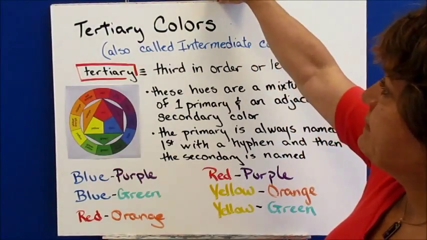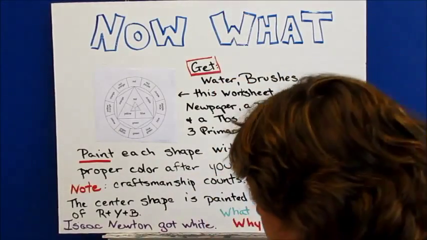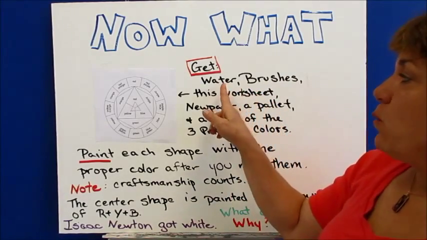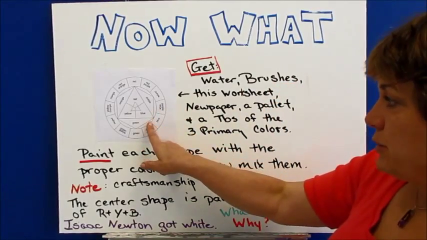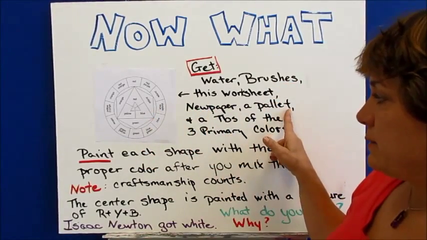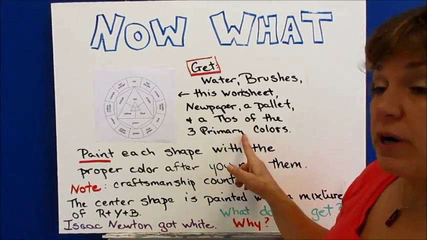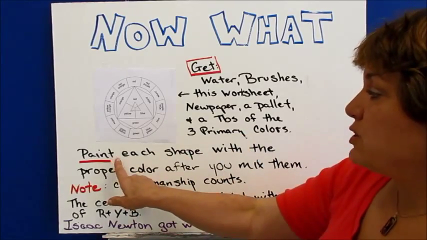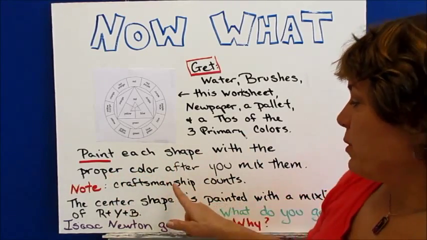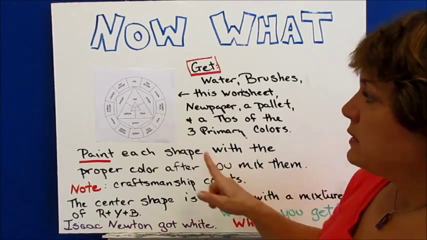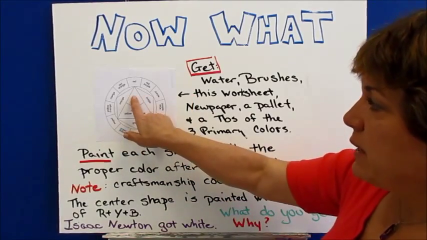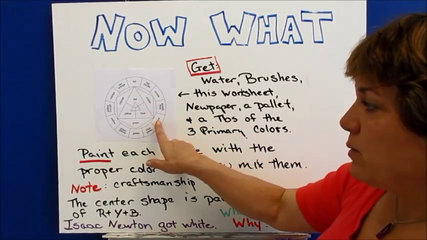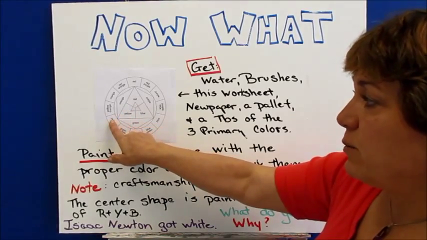Okay, now what are you going to do with this knowledge? I want you to get water, brushes, and this worksheet. Find some newspaper and a palette and get about a tablespoon of each of the primary colors that are located back in the materials area of the room. I want you to paint each shape with the proper color and then after, you mix them. So you're going to start with red and paint it here and paint it out here where it says red. Paint the blue and paint it out here where it says blue. Paint the yellow and paint it out here where it says yellow.